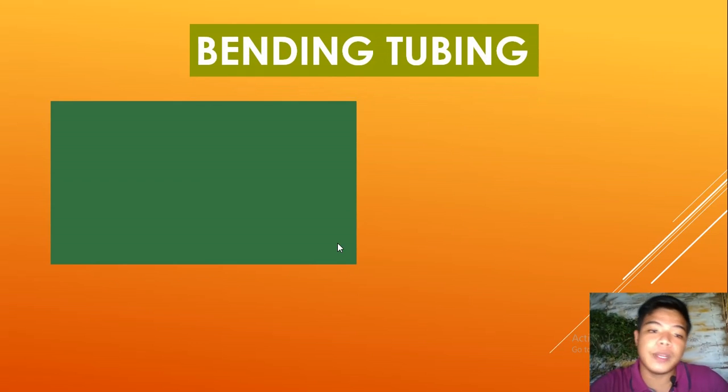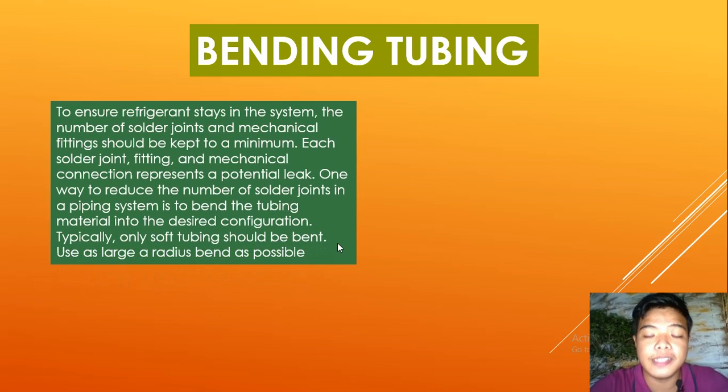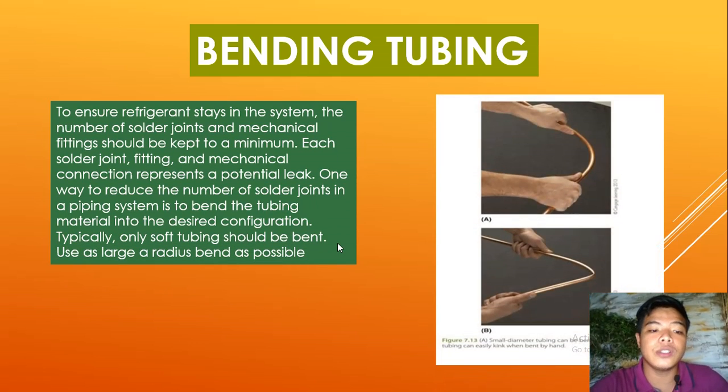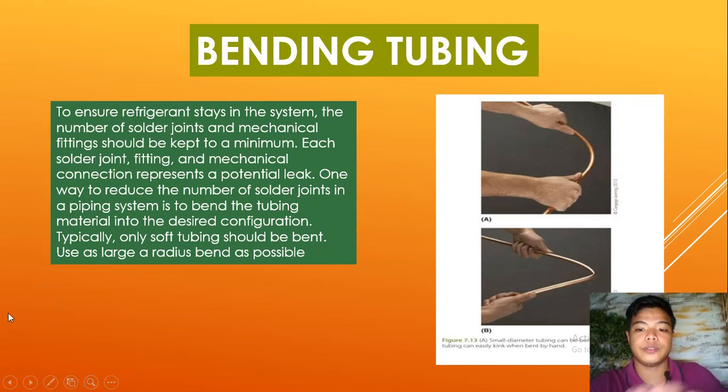So next process is bending tubing. To ensure the refrigerant stays in the system, the number of solder joints and mechanical fittings should be kept to a minimum. Each solder joint, fitting, and mechanical connection represents a potential leak. One way to reduce the number of solder joints in a piping system is to bend the tubing like what is shown in the picture. Letter A and B.